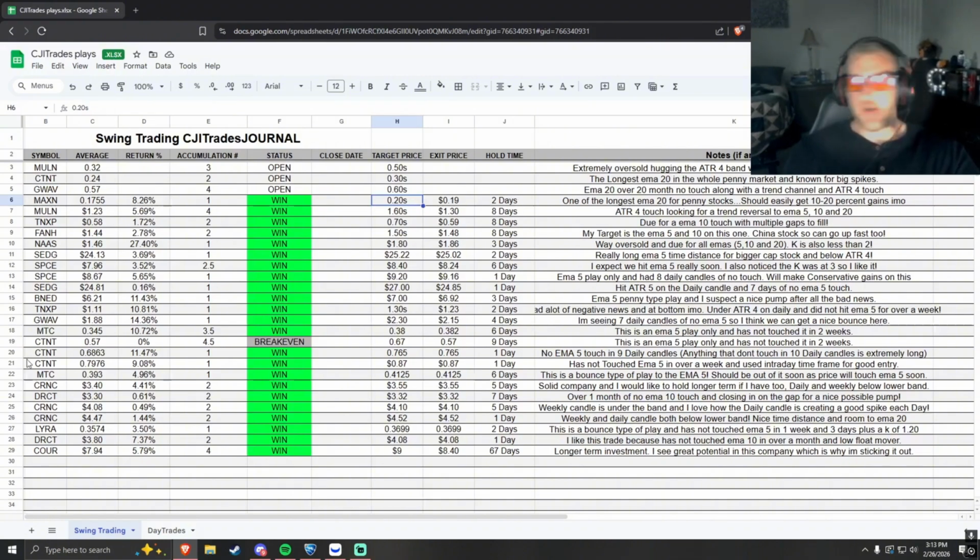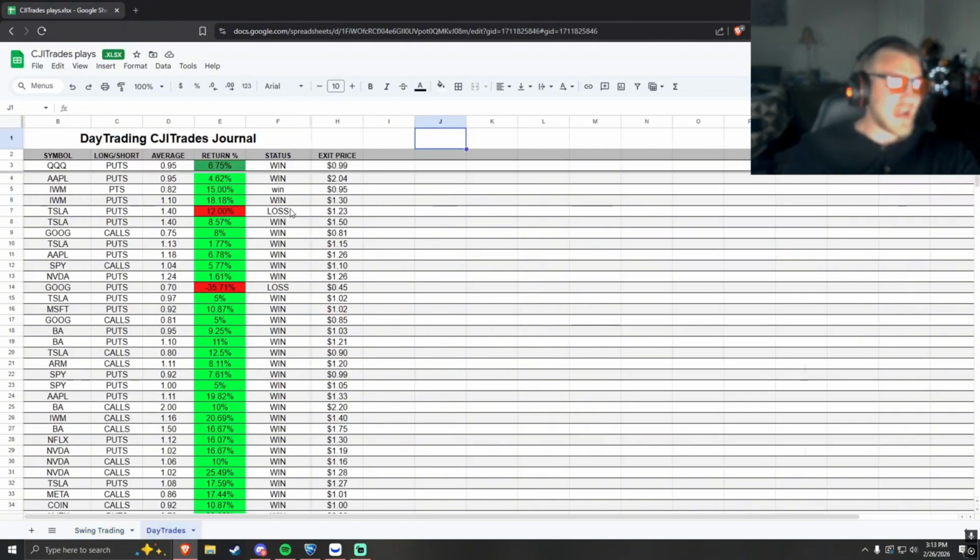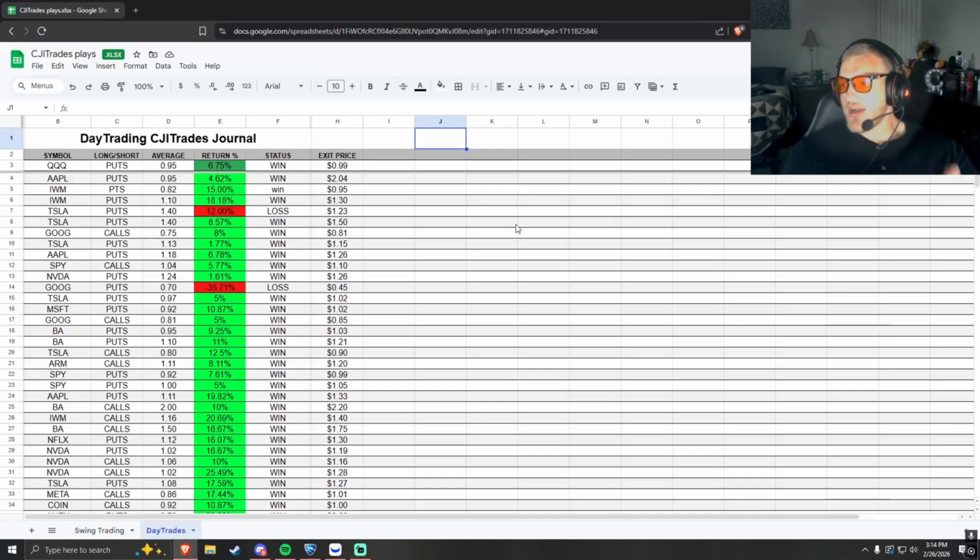Options is a little bit different. My day trades, I document these after, so there's no reason why I'm getting into these plays at the time, but I'm still tracking my returns and how much money I'm making. That way, I have a good idea of my P&L and how good my strategy is doing.